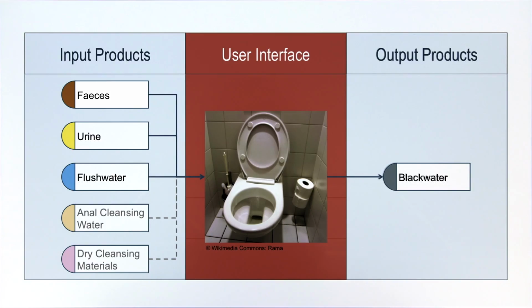The input and output products of a cistern flush toilet are exactly the same as those previously shown for the pour flush technology. Black water is also generated as an output, but normally in larger quantities than in the pour flush toilet due to the higher water use.